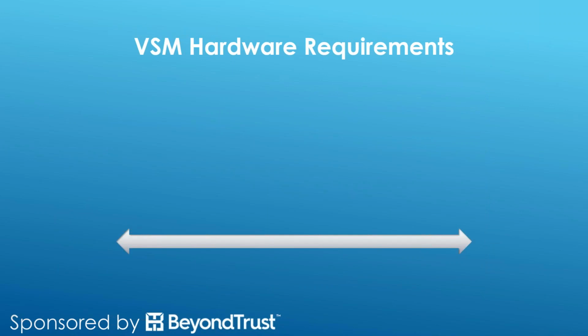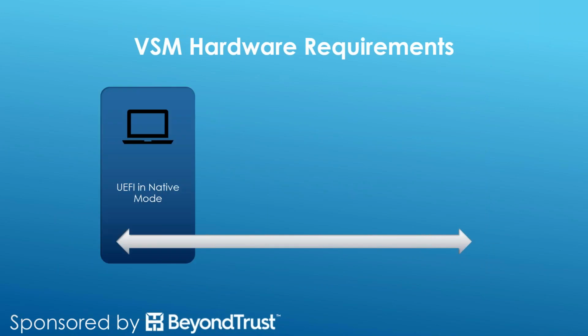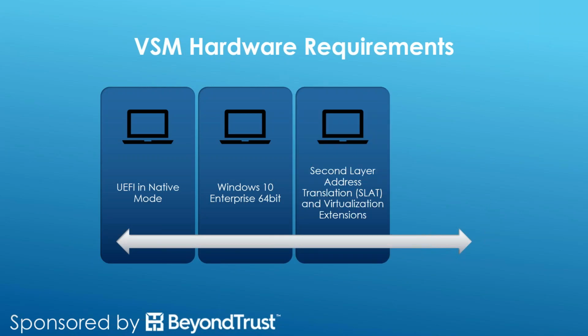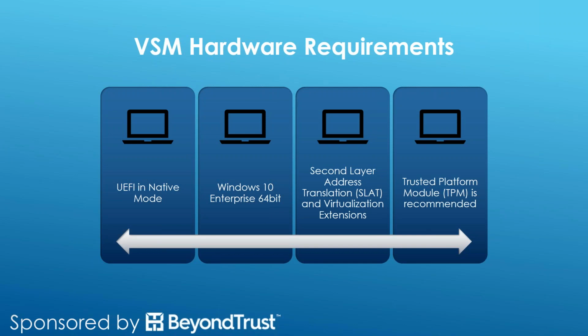So there are a couple of requirements, of course, for virtual secure mode. You need a UEFI in native mode. You can't have a legacy BIOS there. You need to have Windows 10 Enterprise 64 bits. And of course, the general requirements for Hyper-V are second level address translation, or whatever it's called for AMD chips. It's not compulsory to have a trusted platform module, but if you do, then the more secure that solution is going to be.